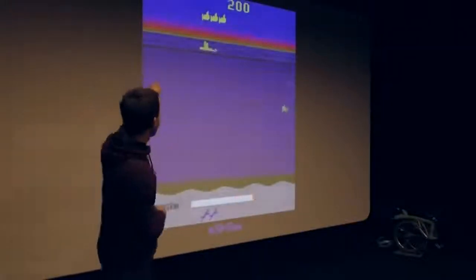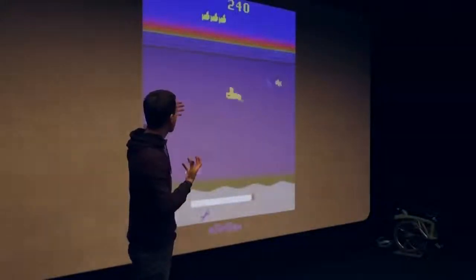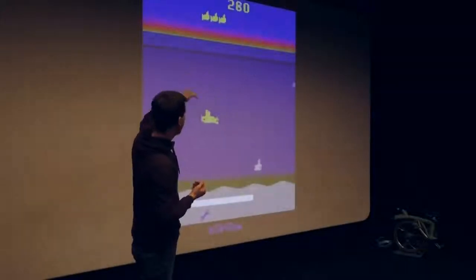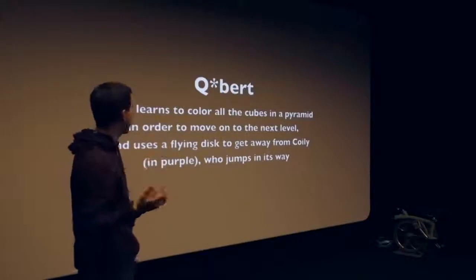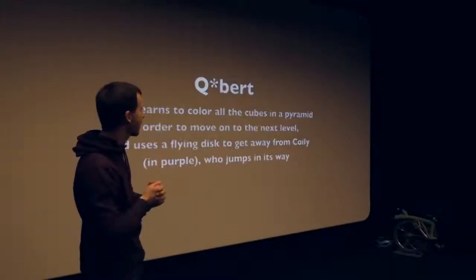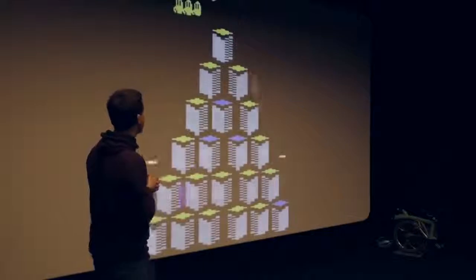So this game is Seaquest. Here you'll notice it has to do delayed decision-making. It has to go up to the top and fill up with fuel, which doesn't get it any score, so that it can then go back and shoot all these different monsters and fish and sharks, and get more score.